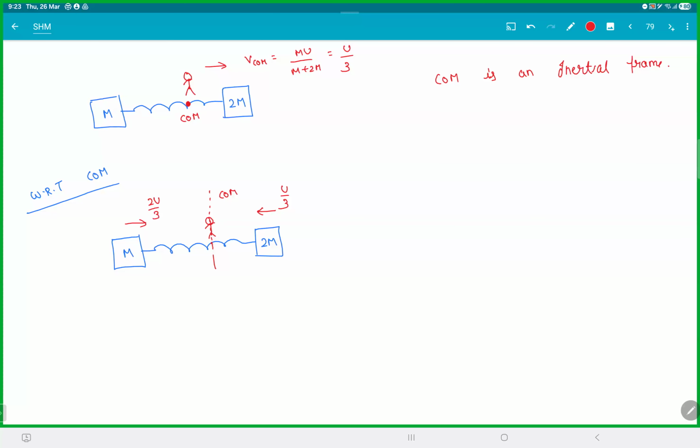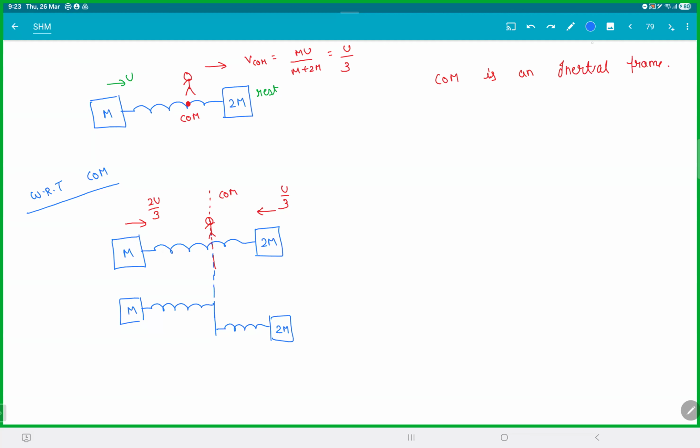Isn't it relative velocity? Because initially, what was the speed of these blocks? This was going with u, and this was at rest. So if you stand on the center of mass frame, the center of mass will think m is coming with 2u by 3 and 2m is coming with u by 3. Make sense? And also the center of mass is a fixed point. So can I just do like this? I will just cut off the spring here and assume there is a spring attached to this block, and a spring attached to that block. Can I do that? Because that point is not moving anywhere. This point is fixed. Can I just cut it there? Now this question has become a one spring and one block problem, isn't it?